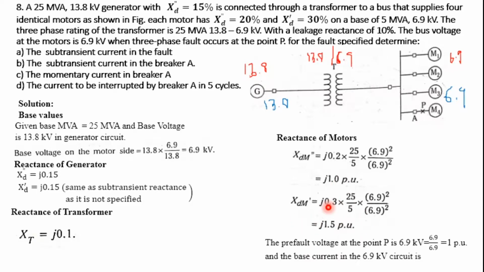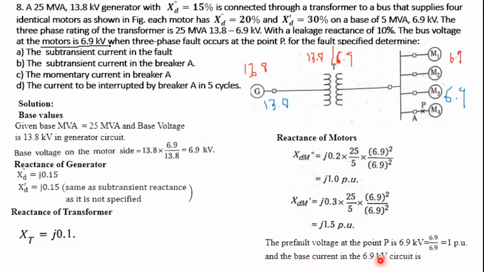Next, we have to calculate the pre-fault voltage across the motor. The bus voltage at the motor is 6.9, which is the actual value. What is the base value? It is 6.9, because he has mentioned in the problem itself that the motor is 6.9. To calculate the pre-fault voltage across the motor, you have to see where the fault is. It is actual value divided by base value, so we get 1 per unit.